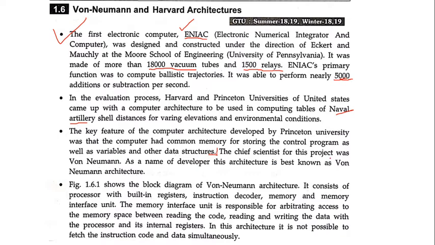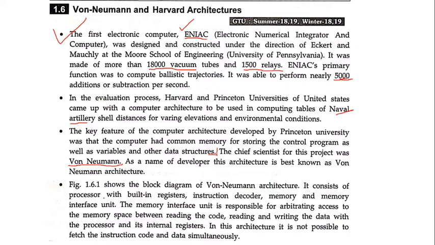The chief scientist for this project was von Neumann, and as the developer's name, this architecture is best known as von Neumann architecture because it's the name of the scientist. The next figure shows the block diagram of von Neumann architecture.